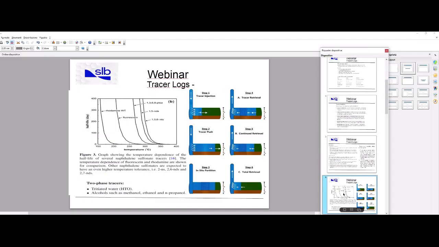We have some curves that you extract from recent work, the graph showing you the temperature dependence of the half-life of several naphthalene sulfonate tracers. In this case we are using a chemical reaction to make the tracer. The temperature dependence of fluorescein and rhodamine are shown for comparison.